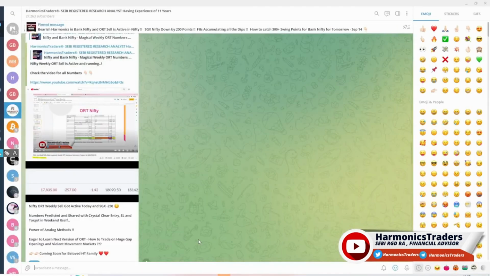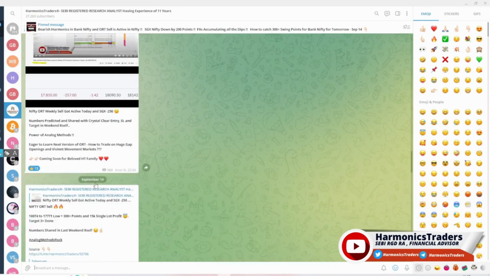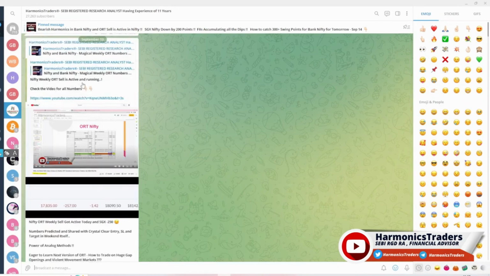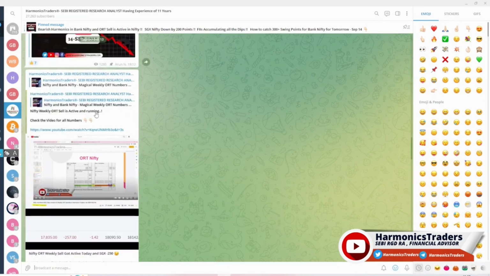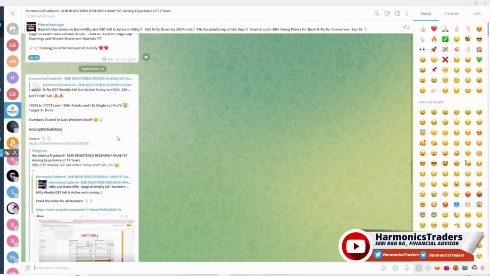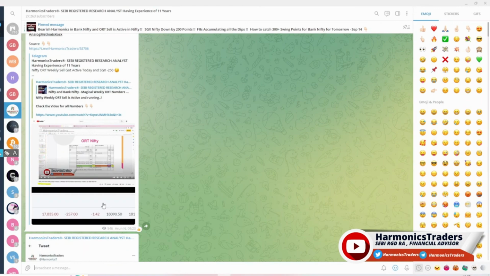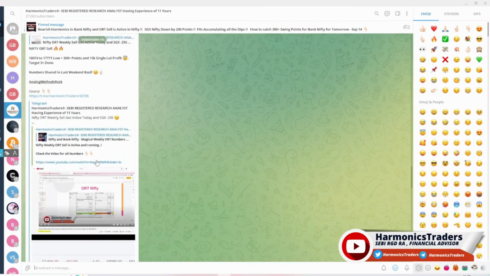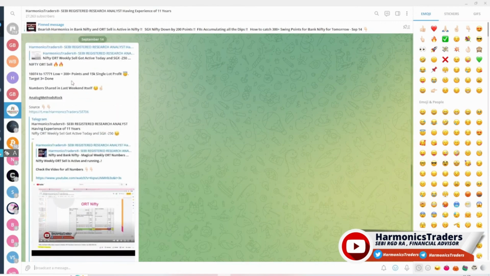And what happened today, September 14, it was a huge gap down opening. Also, we will be mentioning which status is active in our Telegram channel. You could just join under the same name Harmonics Traders and get all the updates. So today it was a huge gap down opening. It opened around 17,771, 300 points or 15k single lot profit was done. Okay, so that is how the ORT works.